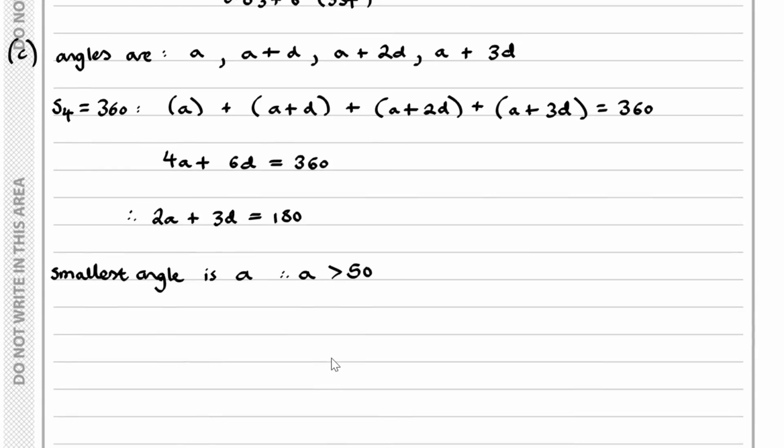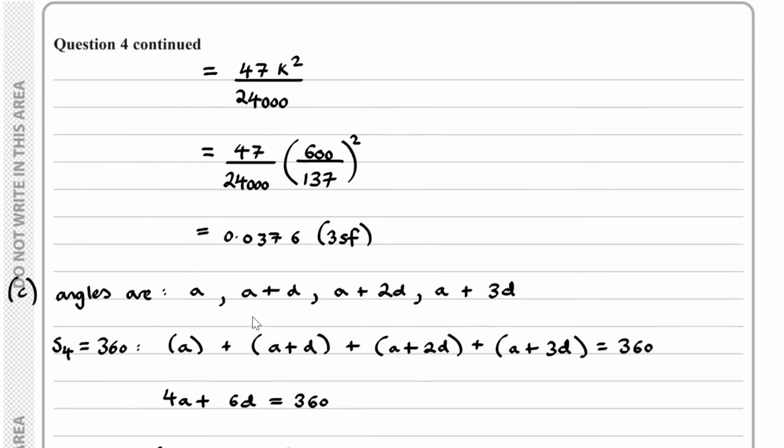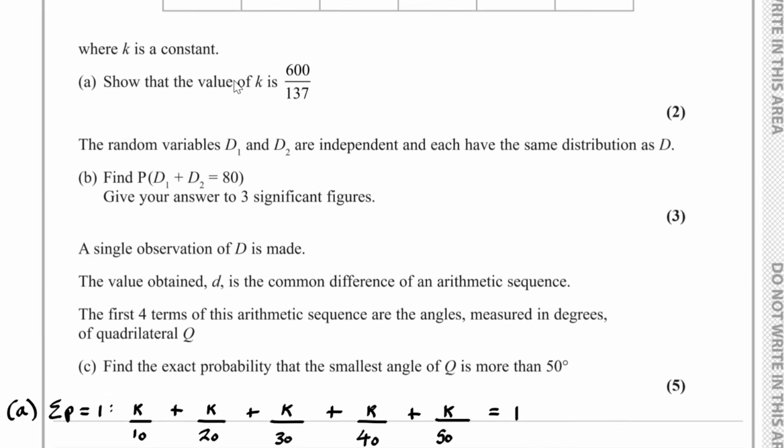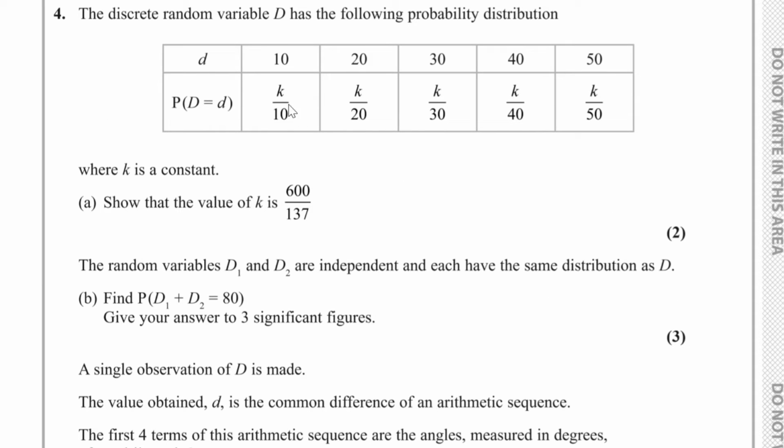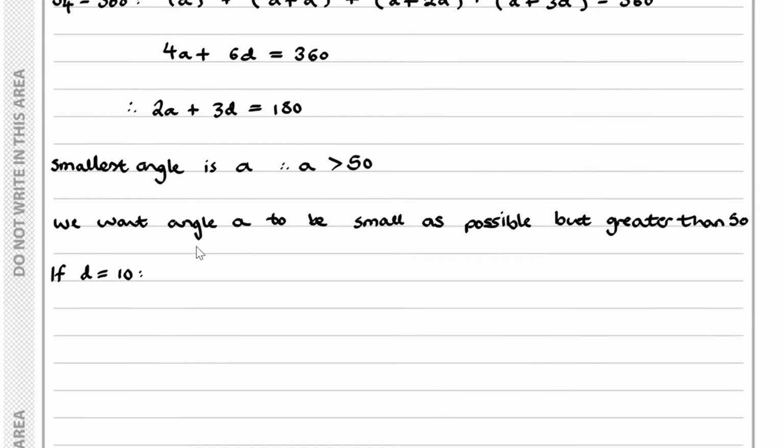So let's just write that down. So we want the angle A to be as small as possible, but greater than 50. And if we use the probability distribution in conjunction with what we have over here, first of all, if D is equal to 10, now, just to emphasize, the reason I want to use the probability distribution in this question is because that will allow me to find out the probability. So there must be certain values of D which satisfy this condition. And let's find out which values of D satisfy these conditions.